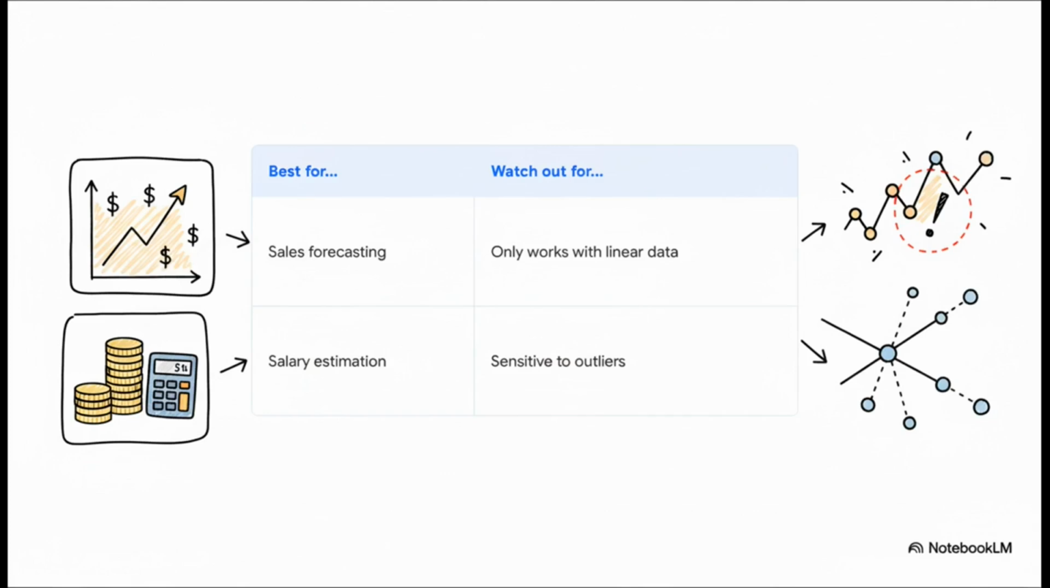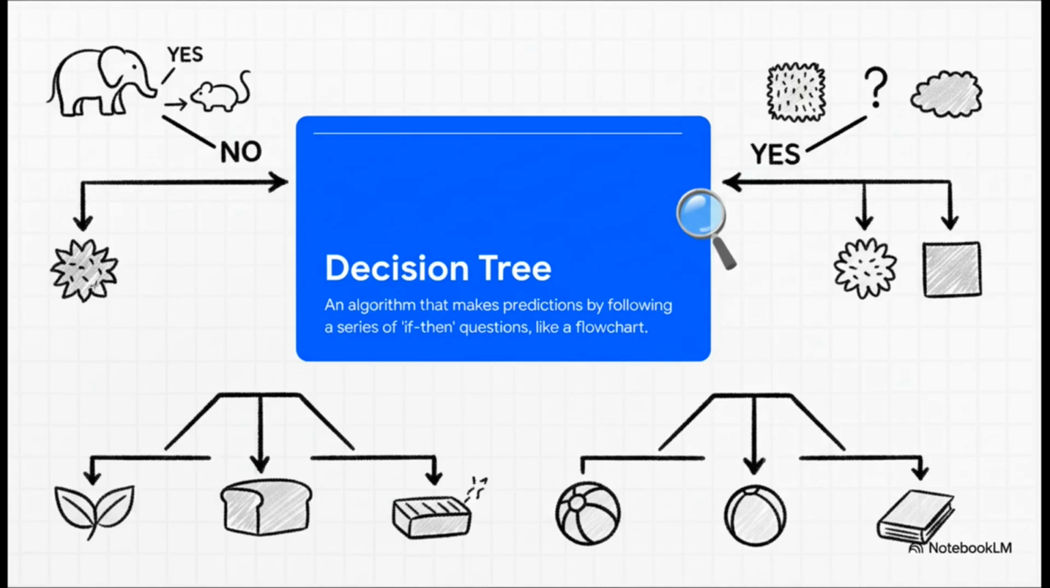And if you have a few really wild data points, what we call outliers, they can totally throw off its prediction. So you're trading complexity for pure speed. Next up is the decision tree. Now this one is super intuitive. It works by asking a series of simple if-then questions that split the data up. Seriously, it's just like playing a game of 20 questions.